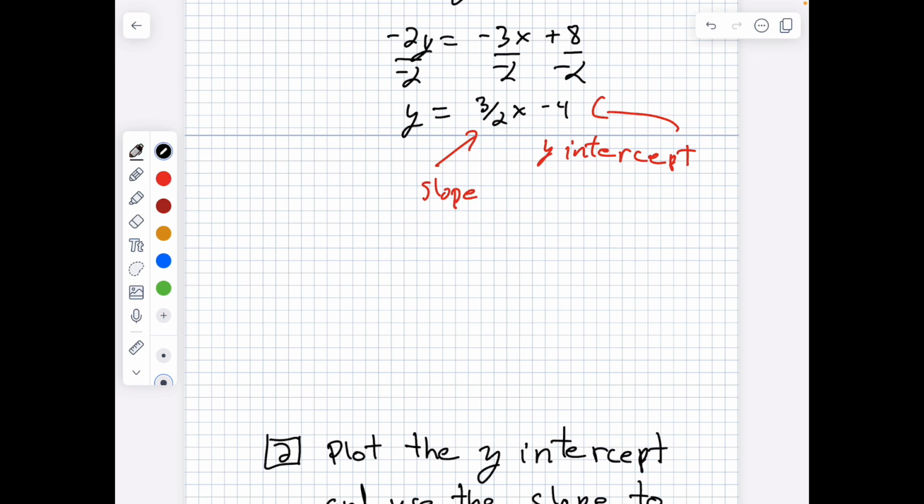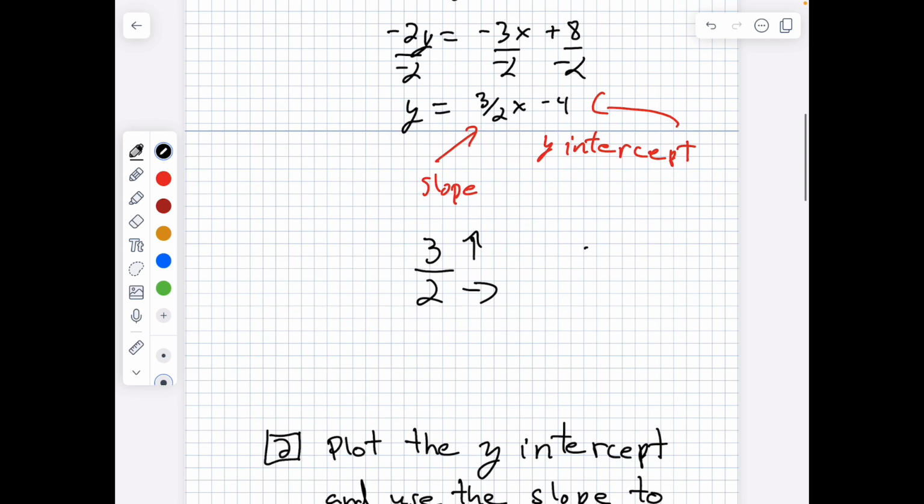Now, let me go over what that 3 over 2 means real quick. Basically, it says that if you're given a point on the line, to get another point on the line, you would go up 3 units and then 2 to the right. Or you could also go down 3 units and 2 to the left. Either way is equivalent to getting a point.